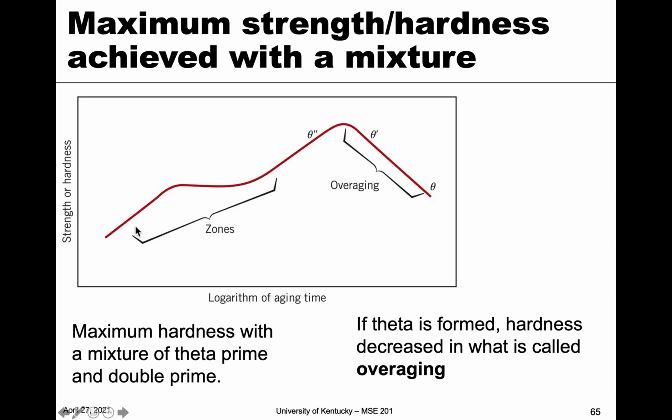So that's what we see here. We see initial strengthening with the zones, and then it continues to strengthen with the theta double prime. But then as we start to get more and more of that single prime, it's what we call overaging, which means that the strength is going back down. So if we reach the equilibrium phase, we've actually gone too far in this system to achieve maximum hardness. And so that's what we have with overaging.